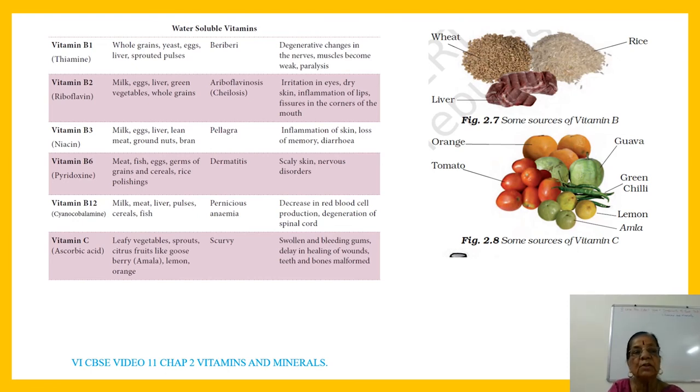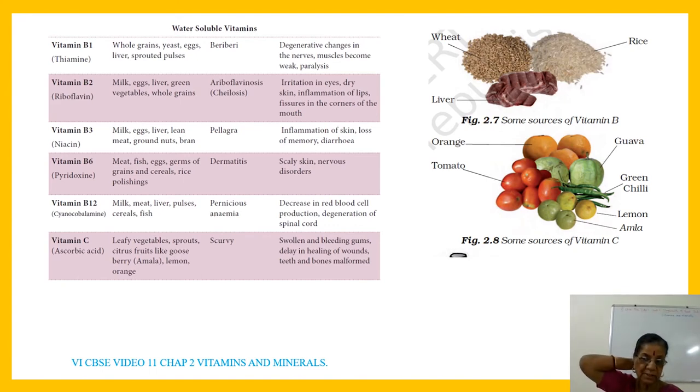Whereas B2 riboflavin: milk, egg, liver, green vegetables, whole grain, and its deficiency causes cheilosis or ariboflavinosis. What does it cause? Irritation in eyes, dry skin, inflammation of lips, and fissures in the corners of mouth, like mouth sores. Riboflavin. Whereas niacin is rich in milk, egg, liver, bean, and lean meat.